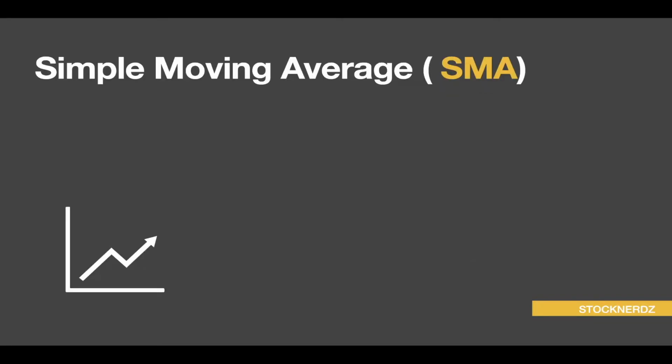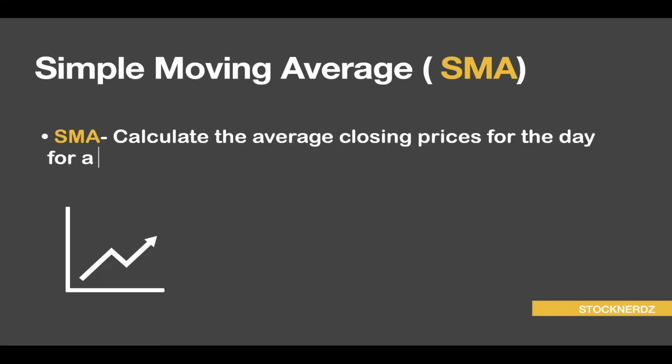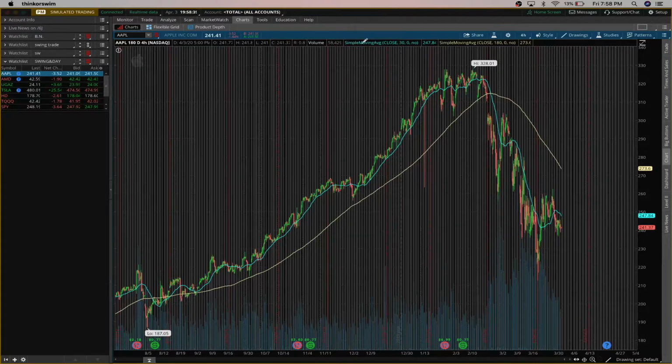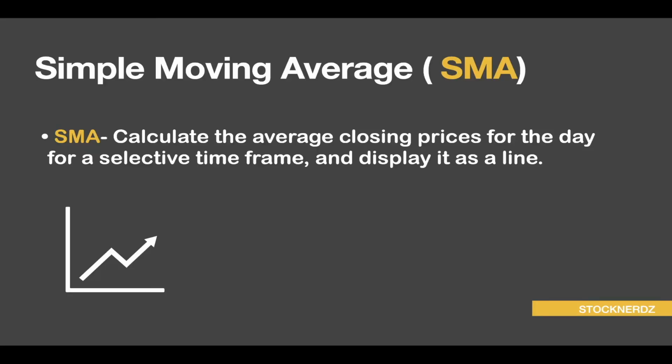Okay, so with the SMA indicator, what exactly is it? The SMA indicator just calculates the average closing price for the day for a selected time frame and displays it as a line. So what this basically means is, if we're looking at a 180-day time frame, we're going to see the average closing price for each day, and it's going to create a line, and it will make it much easier for us. Okay, so now let's look into the top three tips that you should consider when trading with the SMA indicator, or what professionals use the SMA indicator for.